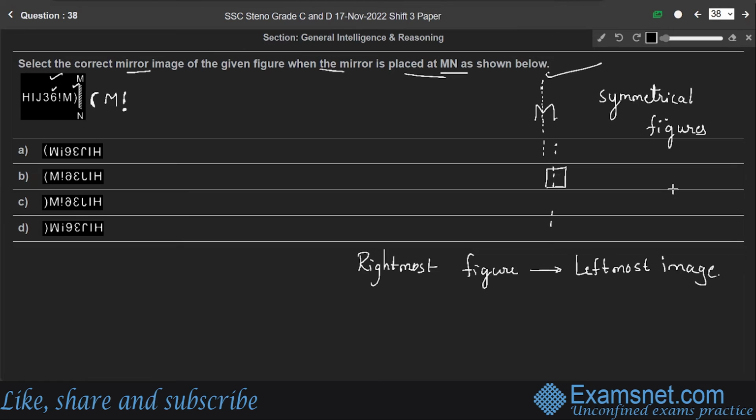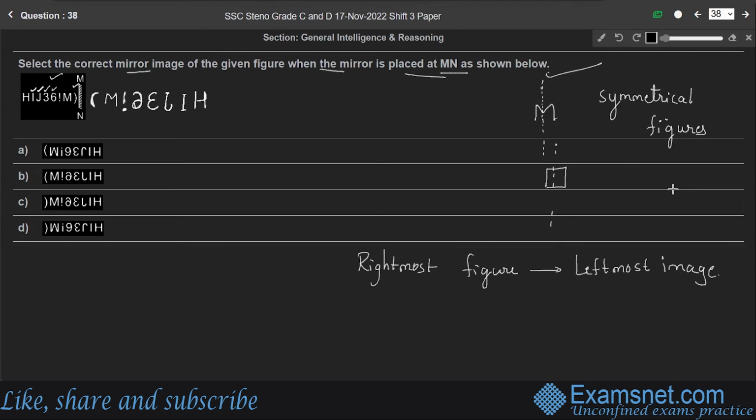Next comes the number 6. 6 is not a symmetrical number, so its image becomes like this. And 3 is not a symmetrical number, its image looks like this. J is also not a symmetrical letter, therefore its image looks like this. Next comes I, a symmetrical letter, so its image looks like this. At last we have H, a symmetrical letter, its image will be like this.